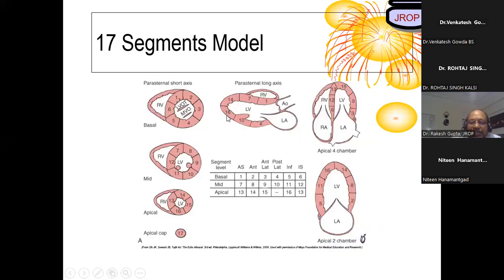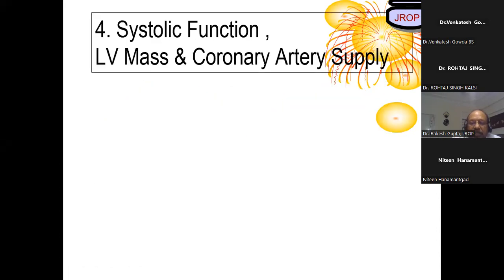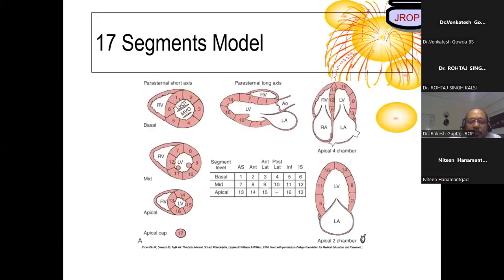If I go to the 16 segment model versus the 17 segment model, what problem happens? We can change this nomenclature from the other one to this one, because what we have learned over a period of time is basal, lateral, inferior, interventricular septum. Even this does not answer that correctly, and I request everybody to remember this.